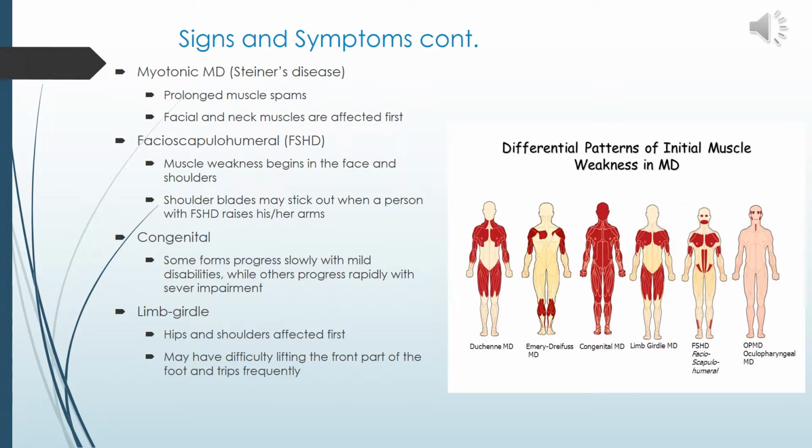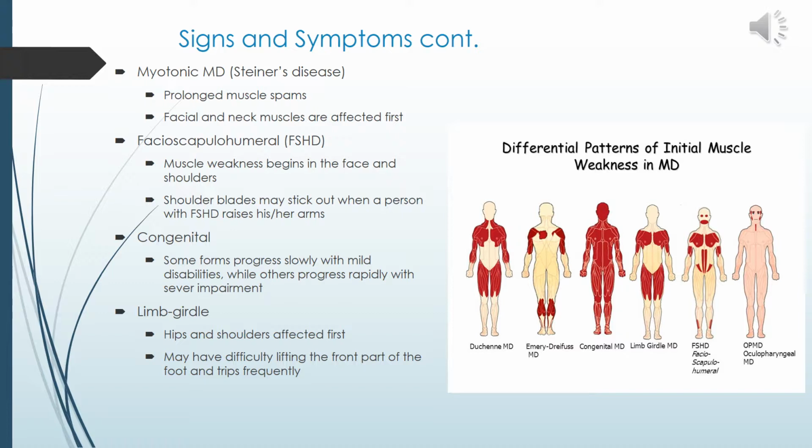The third type is myotonic muscular dystrophy, also known as Steinert's disease. So the individual has prolonged muscle spasms, and the muscles of the face and the neck are affected first. So these individuals have long, thin faces, drooping eyelids, and a swan-like neck.